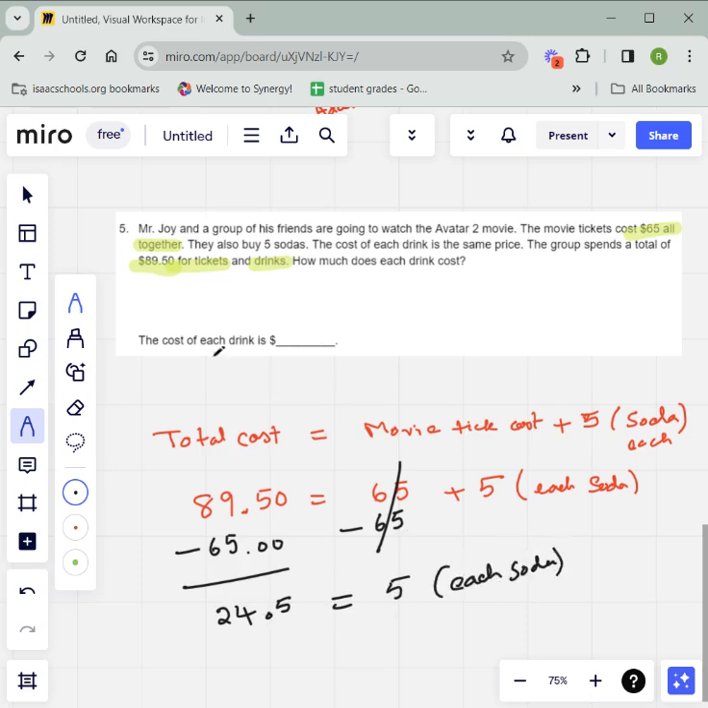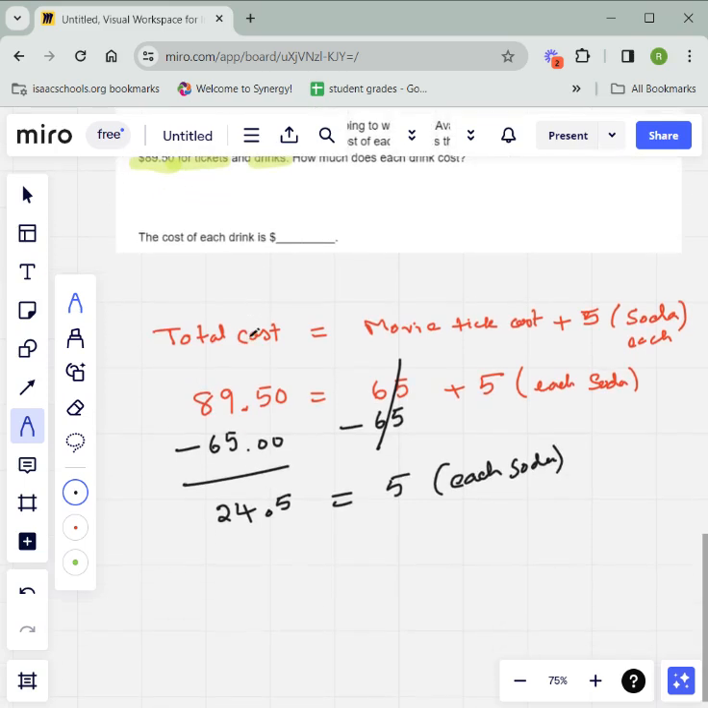So we need to find out the cost of each soda. So what we're gonna do, five of the sodas is $24.50. So how much each soda? So I'm gonna divide it by 5. Divide this one by 5. So to do the math, $24.50, if you divide it by 5, you're gonna get $4.90. That's the cost of each soda.